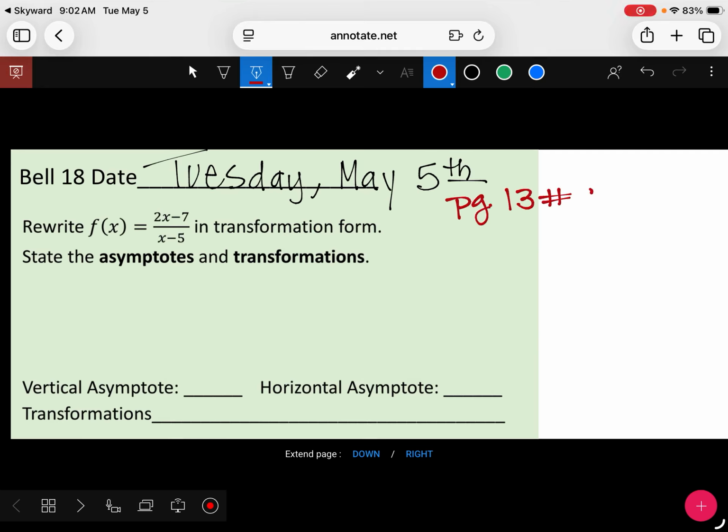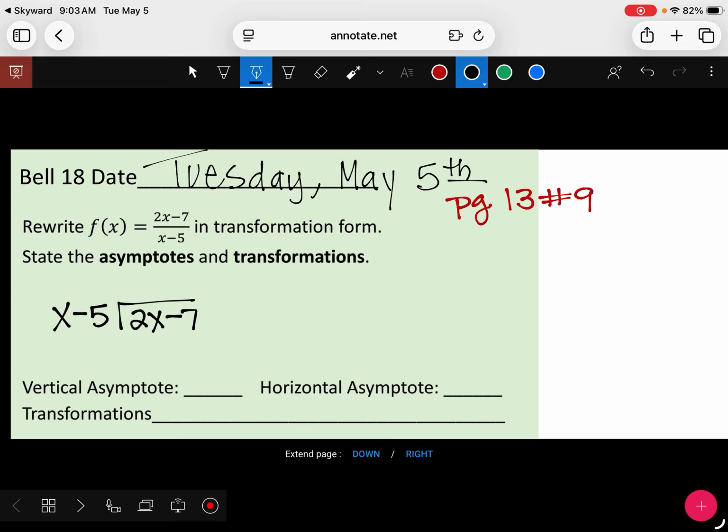All right. So first step, you set it up. This is in quotient form, but when it's written in this format, we can't find A or K. We can only see H. So we're going to set it up. We have x minus 5 going into 2x minus 7.